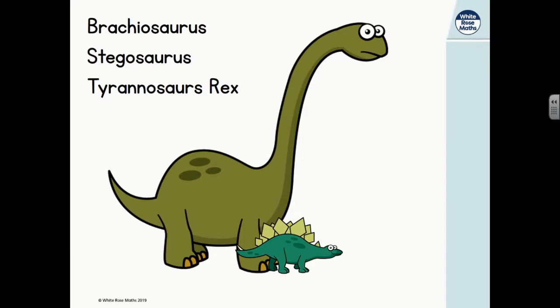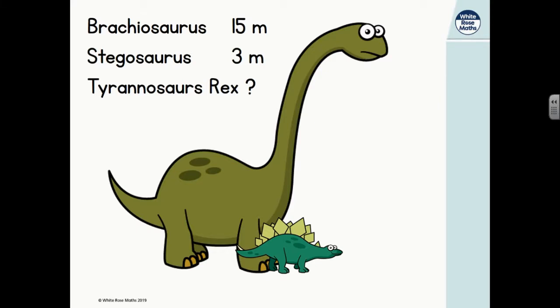What we're thinking about is the height of the dinosaurs, how tall they are. The Brachiosaurus could grow to 15 meters tall. The Stegosaurus was much smaller. That could grow to 3 meters tall. And we're not sure how tall, at the moment, the Tyrannosaurus Rex is going to be. I do know, though, it is taller than a Stegosaurus, so taller than 3 meters, and shorter or smaller than a Brachiosaurus, so smaller than 15 meters. So how tall could it be?